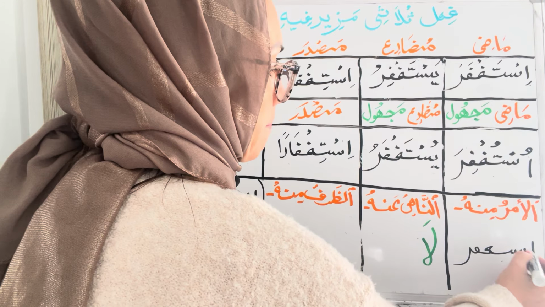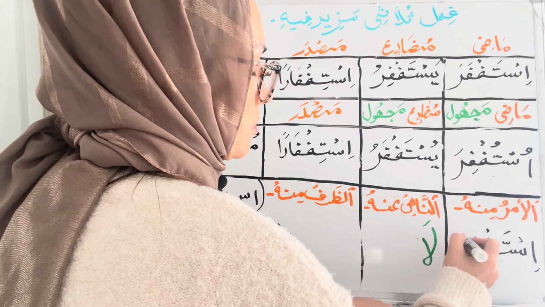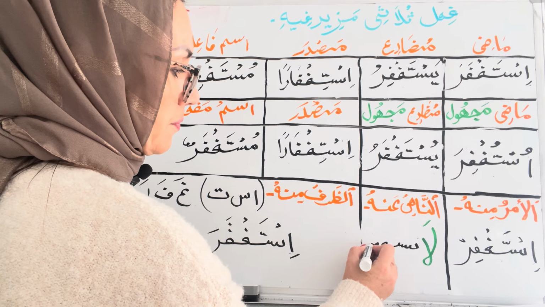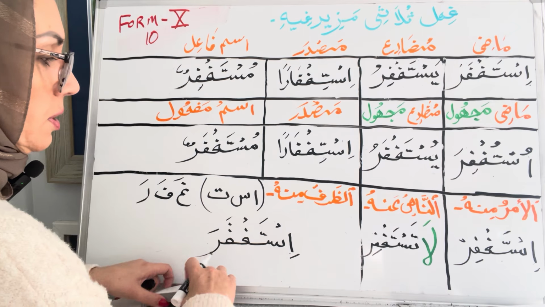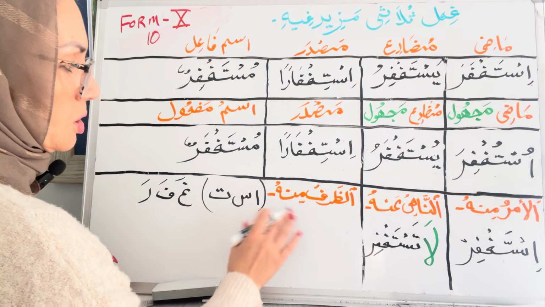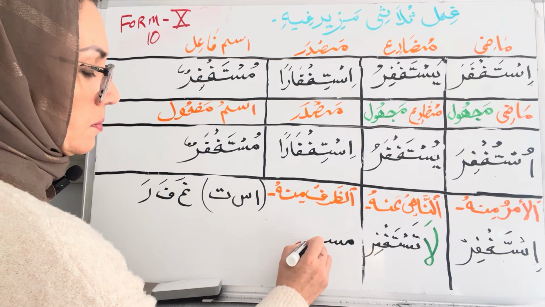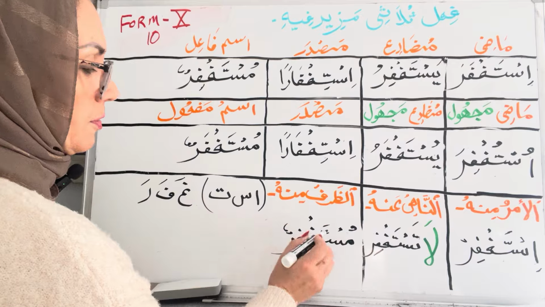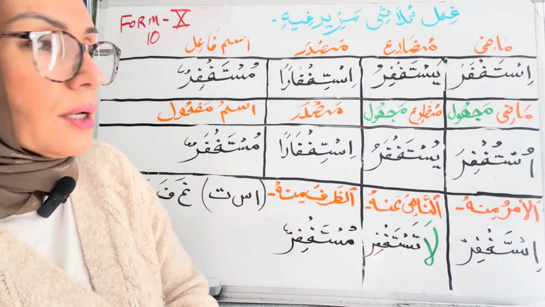Istaghfir, with sukoon. And then the prohibition from it, la tastaghfir. And then the place or time noun from it, let's just move this here. Mustaghfar. It's basically the same as the passive participle. Mustaghfar. Okay.